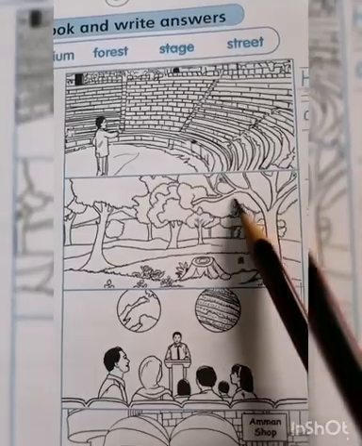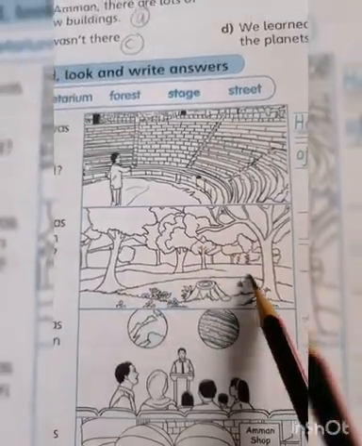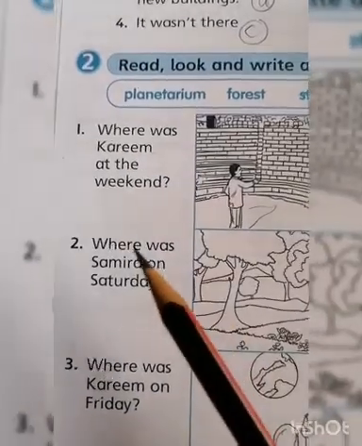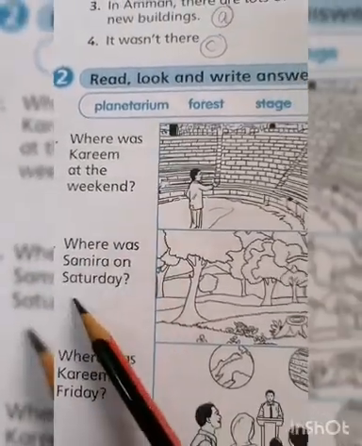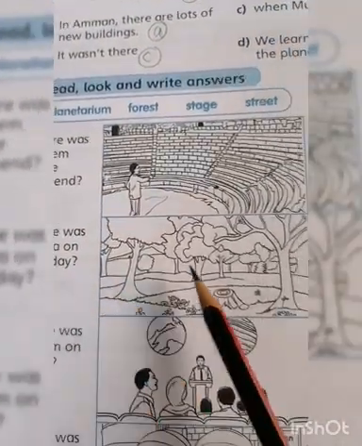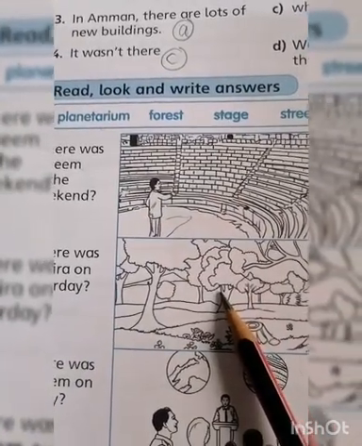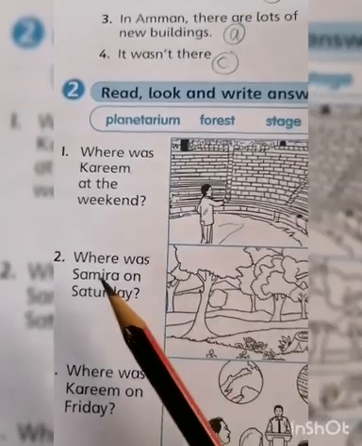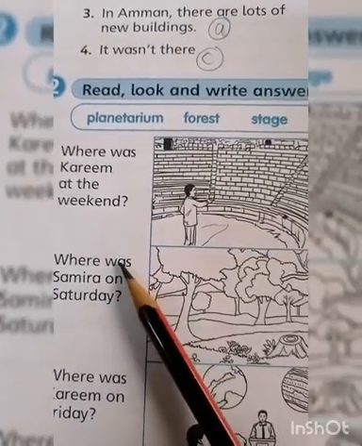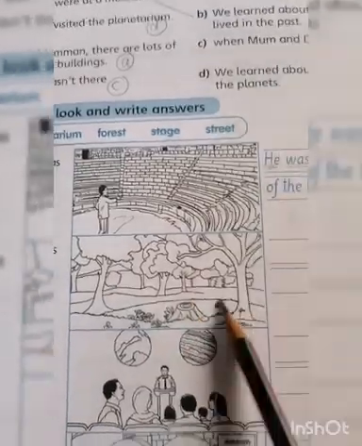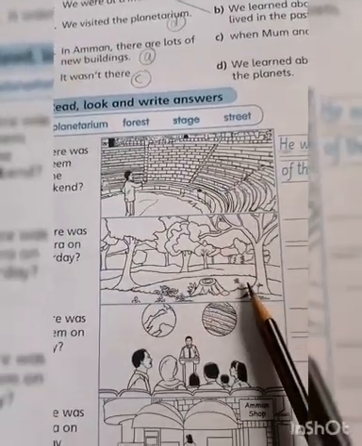Look at the second photo here. What can you see? A lot of trees. Where was Samira on Saturday? Which is the correct answer? Yes, she was in the forest. Forest means a forest.